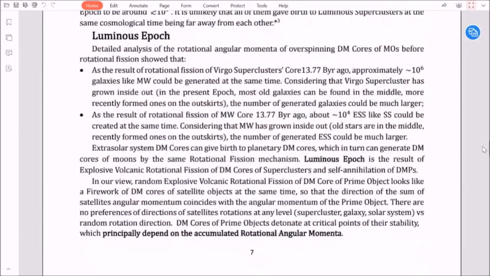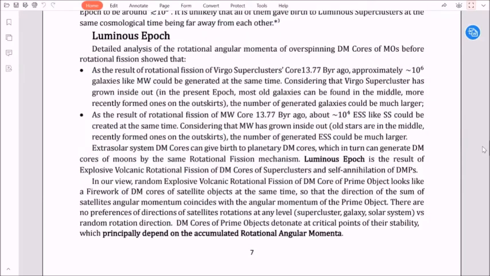Luminous epoch. Detailed analysis of the rotational angular momenta of overspinning dark matter cores of macro objects before rotational fission showed that, as the result of rotational fission of the Virgo supercluster's core 13.77 billion years ago, approximately 1 million galaxies like the Milky Way could be generated at the same time. Considering that the Virgo supercluster has grown inside out, in the present epoch most old galaxies can be found in the middle, more recently formed ones on the outskirts. The number of generated galaxies could be much larger.